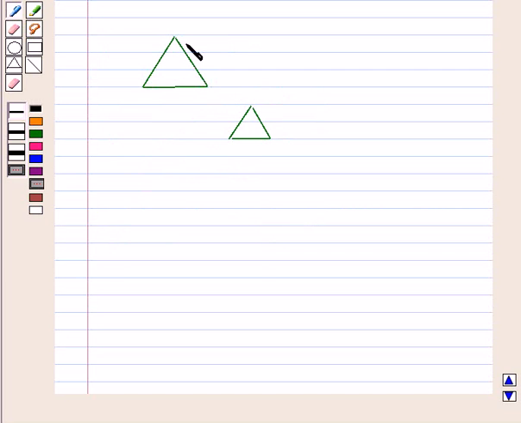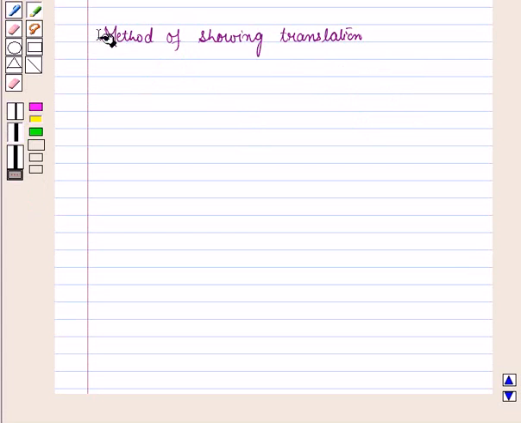Now in this figure, these two triangles have the same shape, but the size of these two triangles is different, so this is not a translation. Now let us discuss the method of showing translation of a geometrical figure on a graph paper.